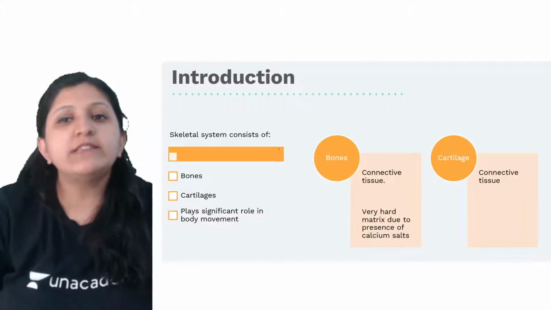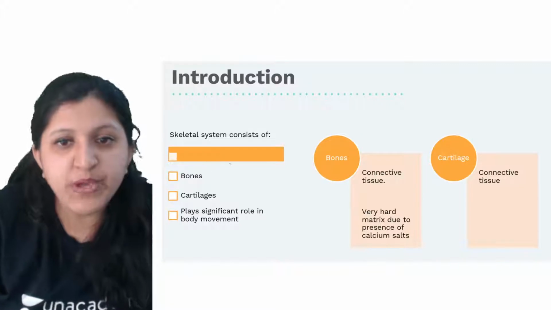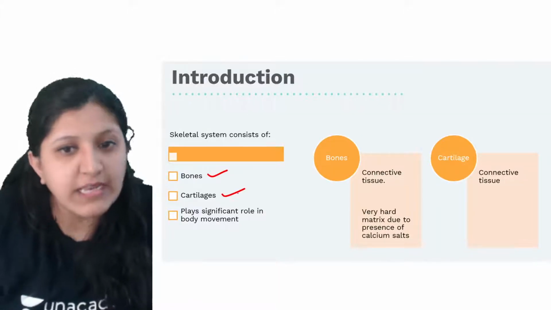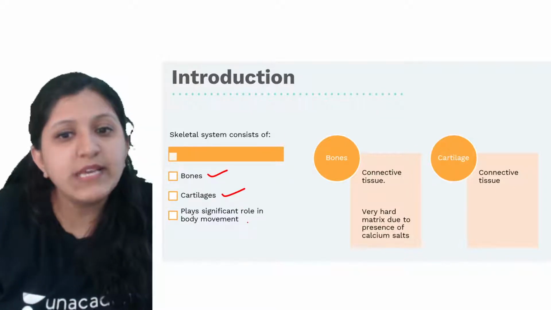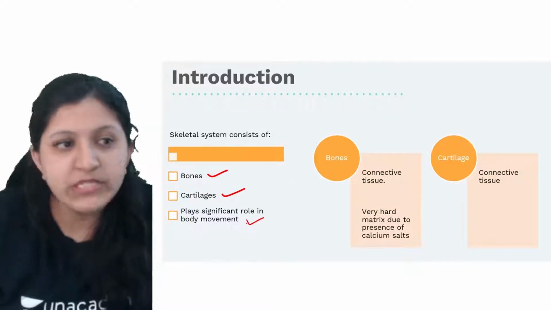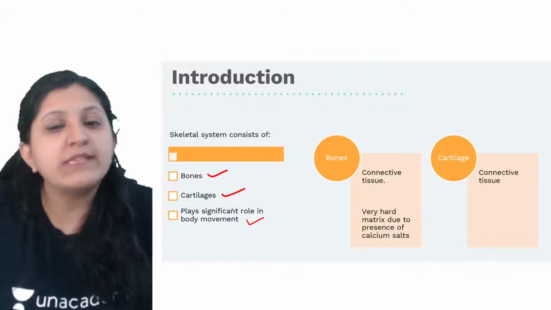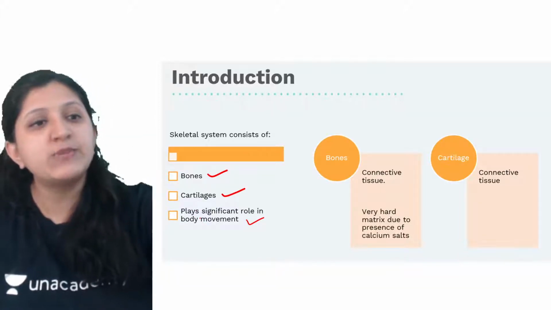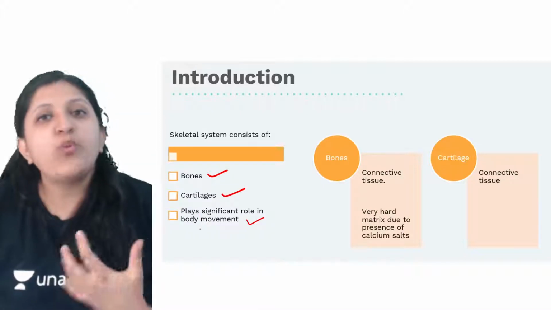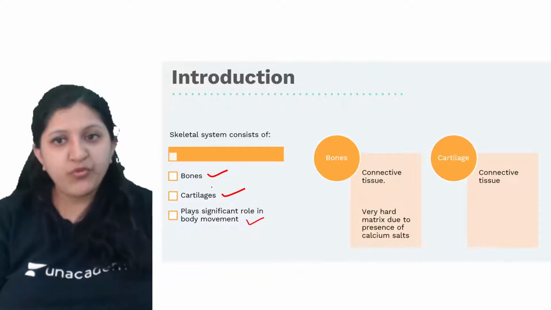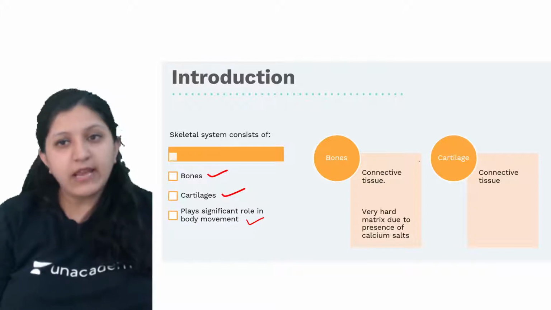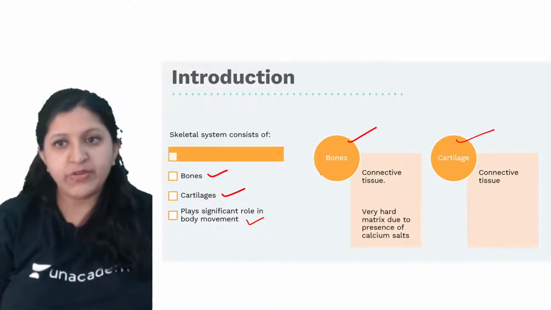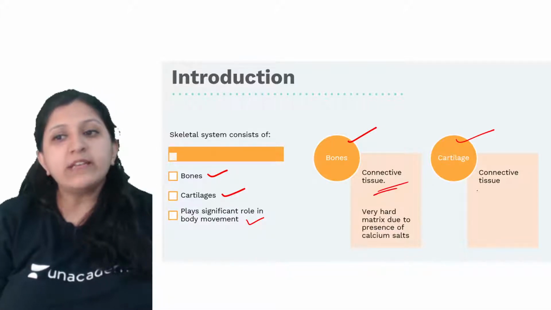The skeletal system consists of bones and cartilages, and they play a significant role in body movement as well. How exactly? The skeleton provides joints, and with the movement in the joints, you can move your body. Then there is a connective tissue: when we mention bone or cartilage, these are connective tissues.